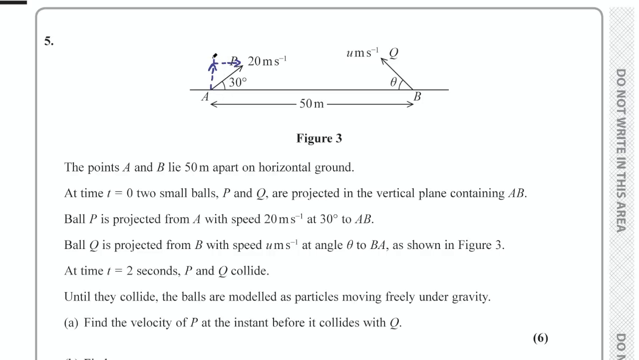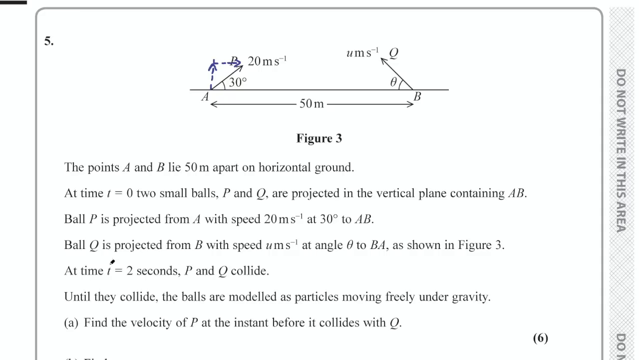So the horizontal component of velocity is not affected by any forces because we're not considering air resistance. Remember, it says moves freely under gravity, meaning there is no air resistance to consider. So the horizontal component is always the same. The vertical component is affected by gravity.